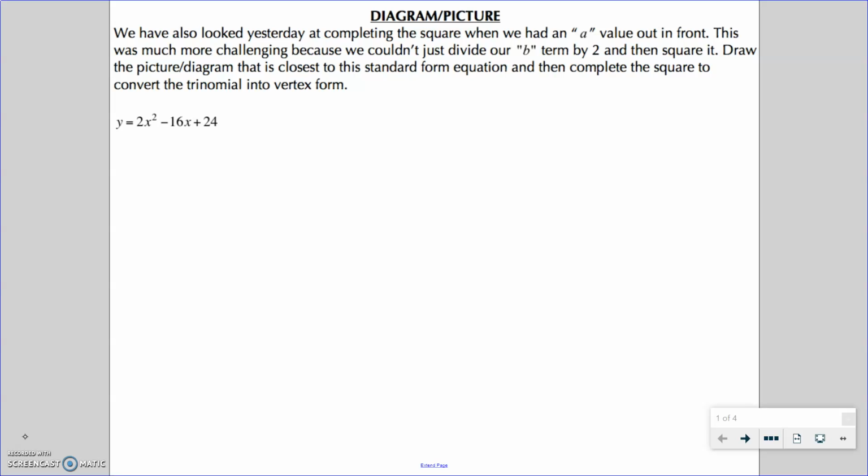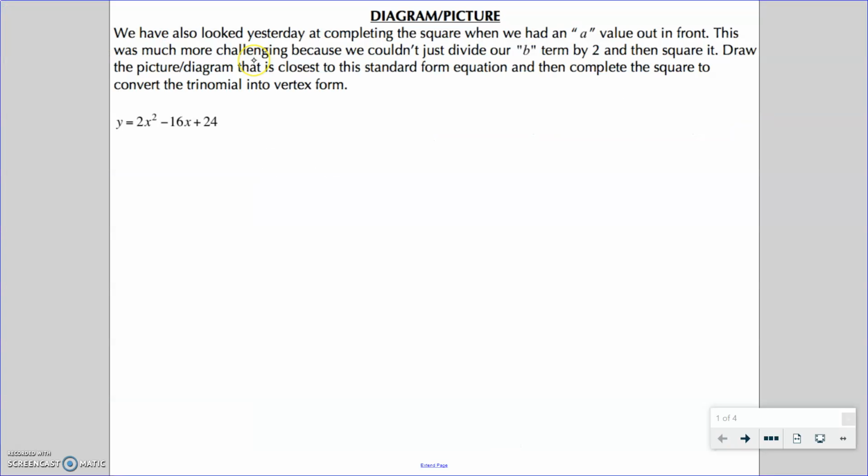So in this case, I want to draw the picture or diagram that's closest to the standard form equation and then adjust and complete the square if needed. So pause the video, give this question a try based on what we talked about on Tuesday, and then when you're ready to see the answer, go ahead and unpause.